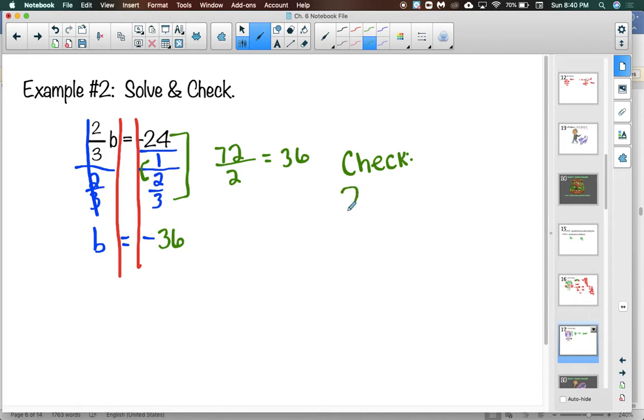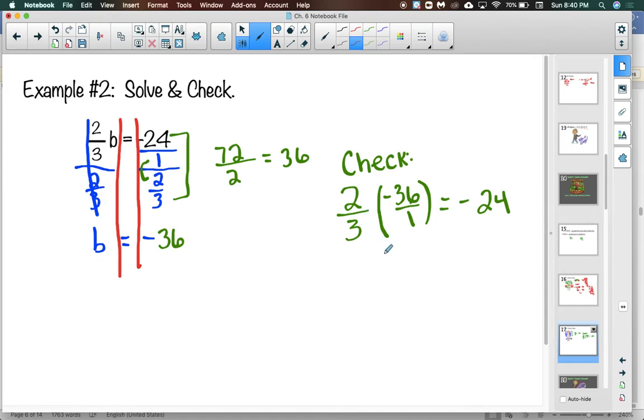So the check says 2/3 times b, and b is negative 36. Watch what I'm going to do here. I'm putting my negative 36 over 1 right away. You may say to yourself, why in the world are you doing that? Well, because, guys, I want to save myself a little bit of work here. I know that negative 36 over 1 is exactly the same as negative 36, and I also know that a fraction times a whole number means I'm going to have to turn that whole number into a fraction before I can multiply anyways. So that's a little trick, a little hack that might make this a little easier for you.